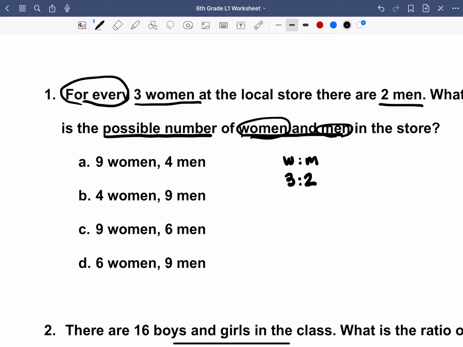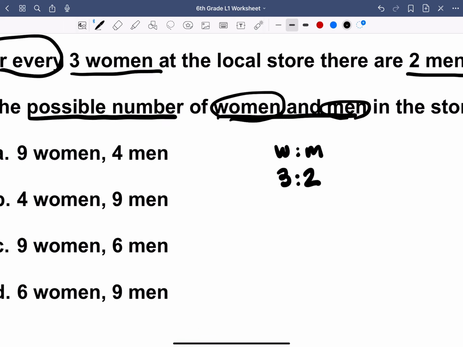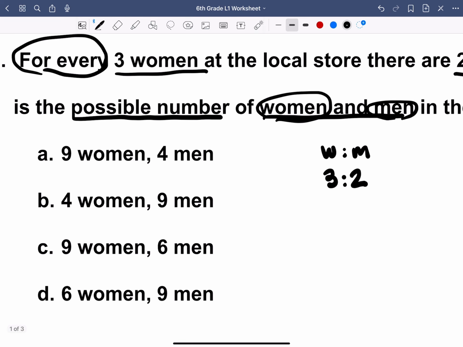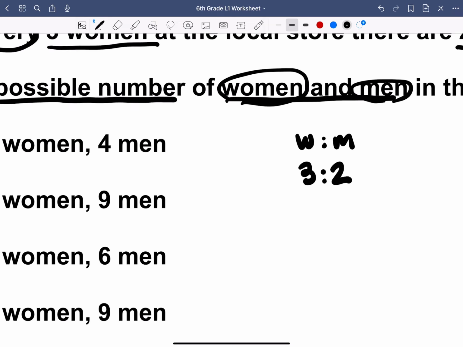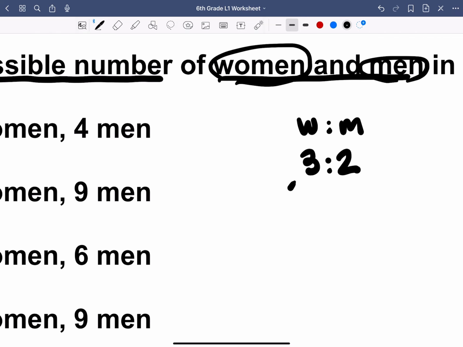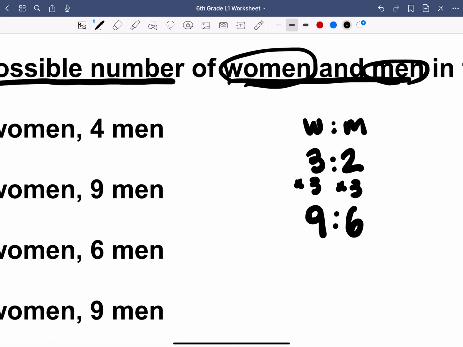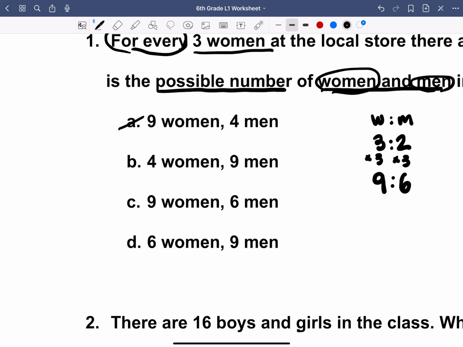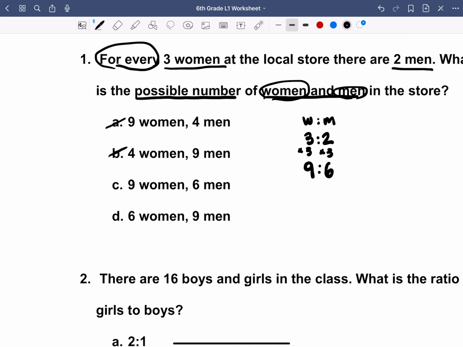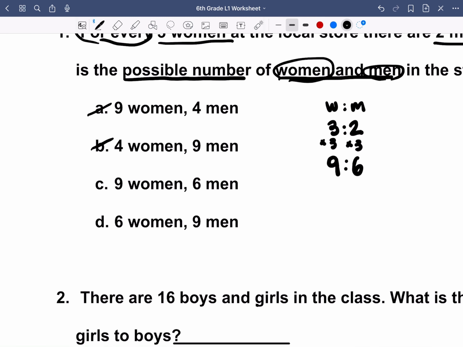Now, if you look at the answer choices, A says there's 9 women and 4 men. So what we'll try here is we'll multiply by 3. If you multiply 3 on here, you'll also have to multiply 3 on here, because we want to keep our ratio constant, and we don't want it to change. So we'll have 9 and 6. So this means that it's not A nor B, and not D. Oops, this one too, but it is C.